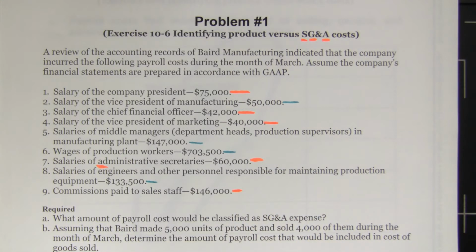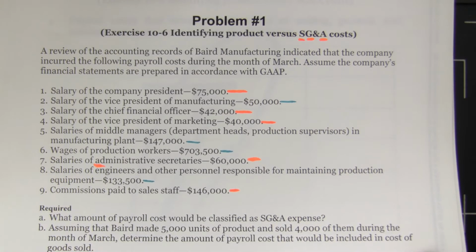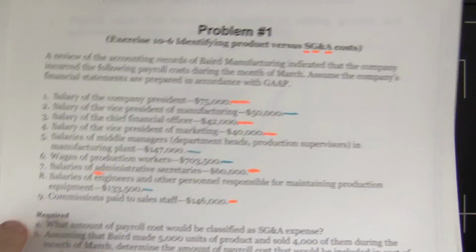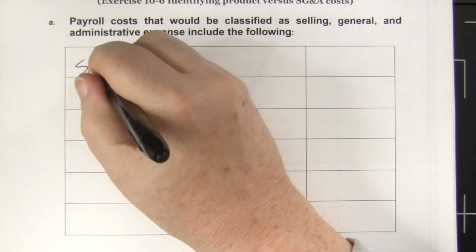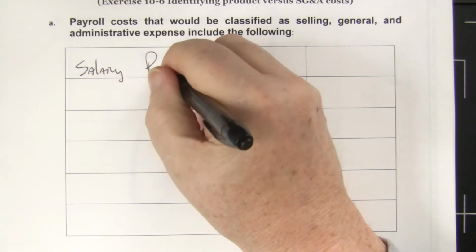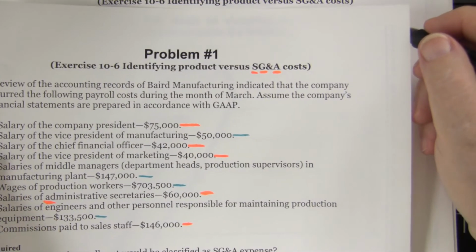So they want us to first determine what is the amount of payroll that would be classified as selling and general administrative. So we'll add up all our orange numbers, and then we'll go through and add up our blue numbers because they will be product costs. So these are our selling and general administrative costs. We have the salary of the president. If you remember right, that number was $75,000.